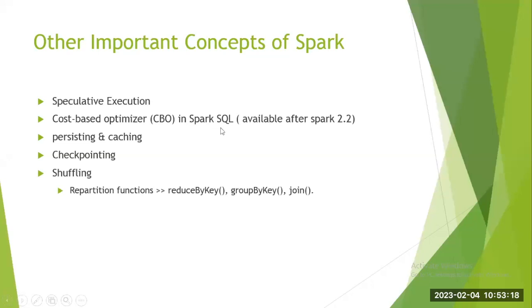ठीक है, उसके अलावा there is a cost based optimizer. It is related to Spark SQL. किसमें क्या होता है कि before creating a DAG, it will create multiple execution plans, कि दो चार execution plans बनाता है. So whatever the best execution plan will be there, it will choose that execution plan for the execution of your Spark application. So this is called CBO.